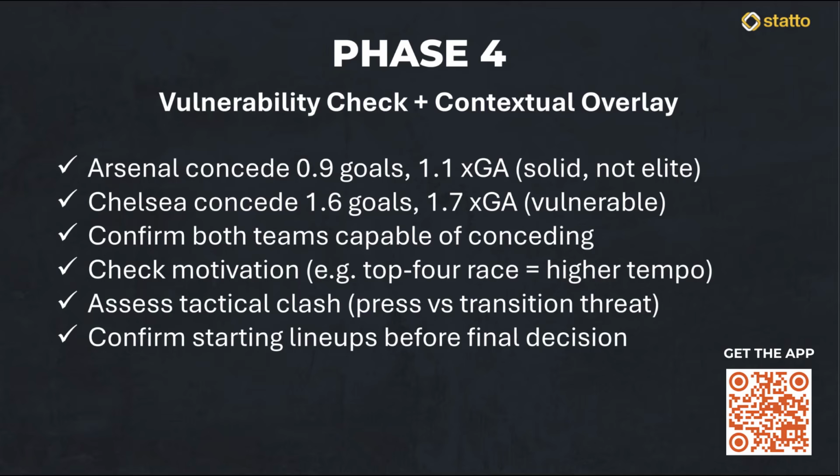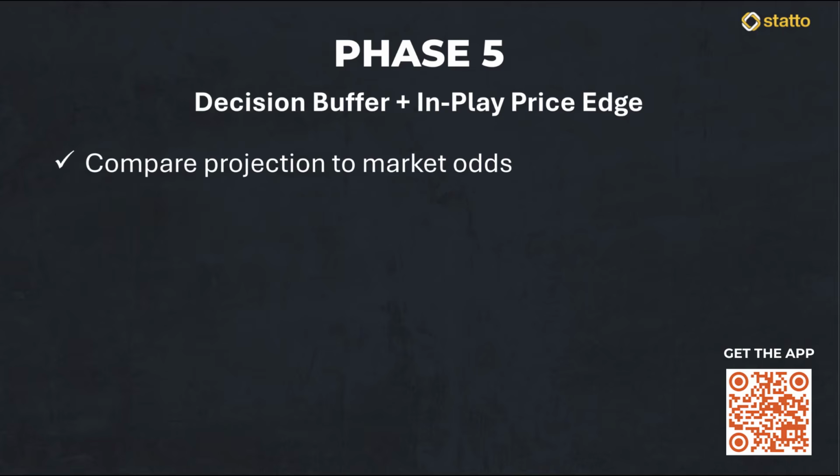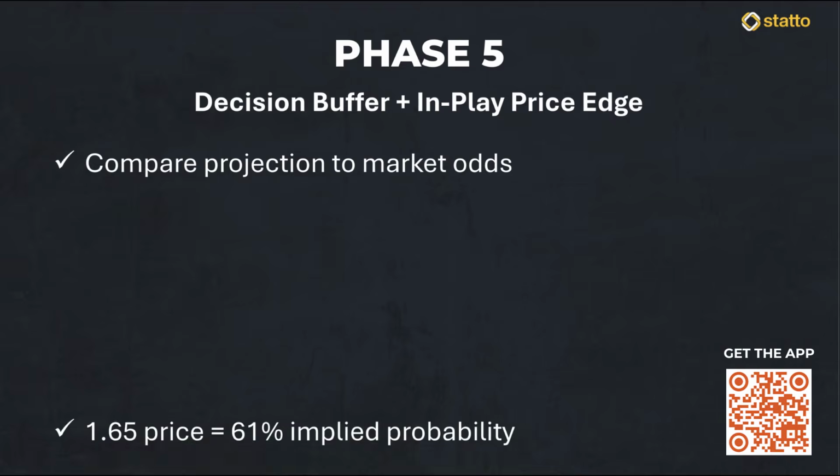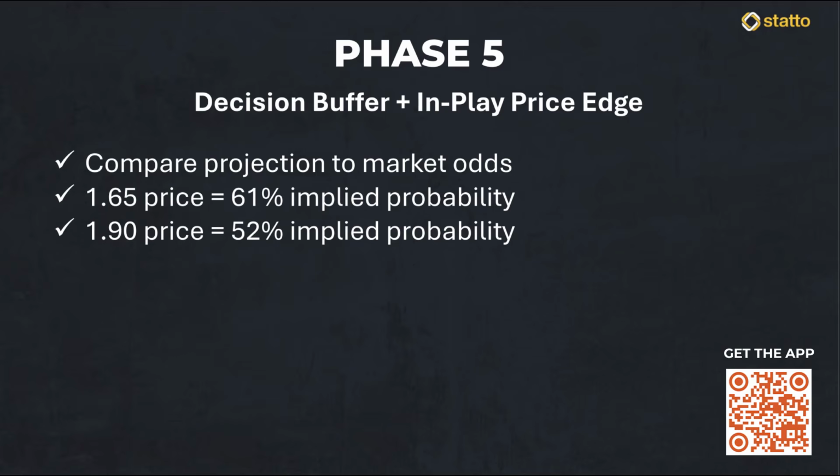Now we reach phase 6, which is the decision buffer. This is about professional discipline and comparing our probability to the market price. What most people do wrong is they see a projection they like and they bet on it regardless of the odds. But if the market has already priced the event perfectly, there is no profit to be made. We approach this correctly by calculating our edge.